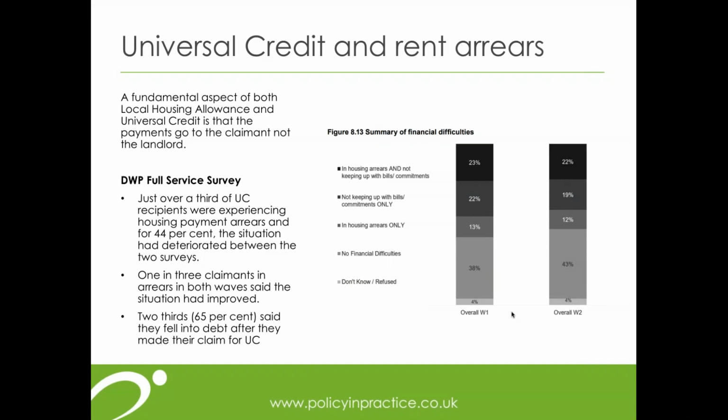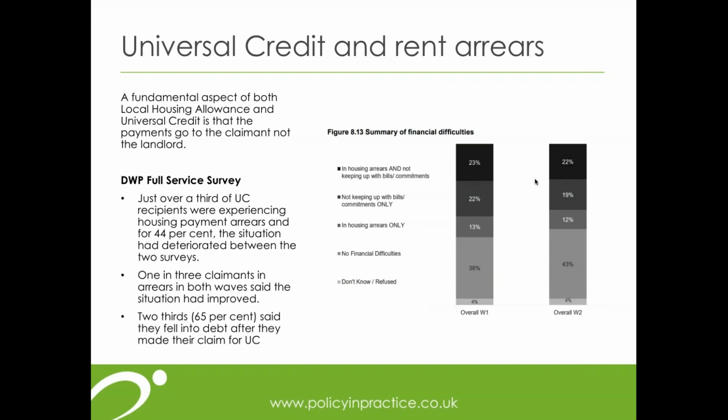So some highlights from the survey. You can see on the right hand side that almost a quarter of households are in housing arrears and not keeping up with bills and commitments, based on qualitative research that the DWP commissioned. So a bit more detail behind that. Just over a third of universal credit recipients were experiencing housing payment arrears. And importantly, for 44%, the situation had deteriorated. So it wasn't necessarily getting better for all, it was getting better arguably for about half of them, but getting worse for about half of them too. And this is DWP's own research.